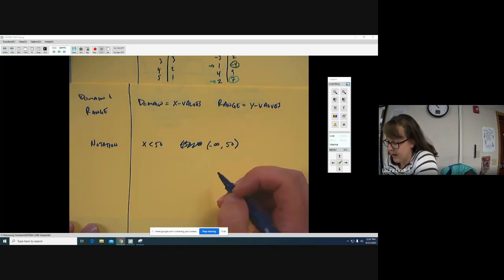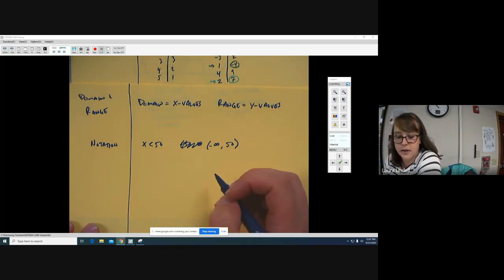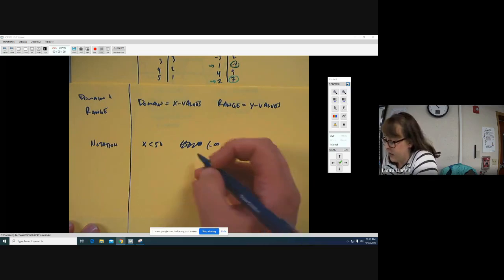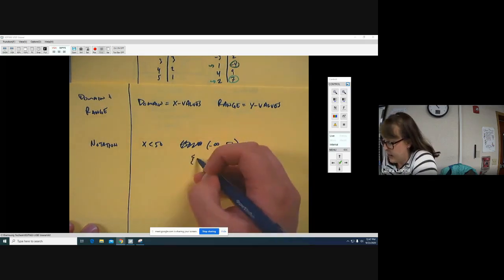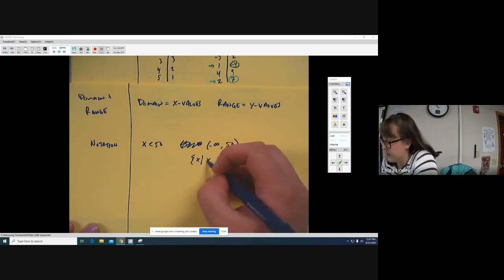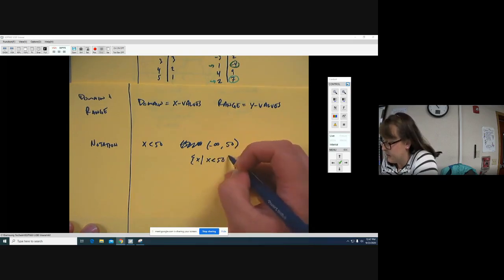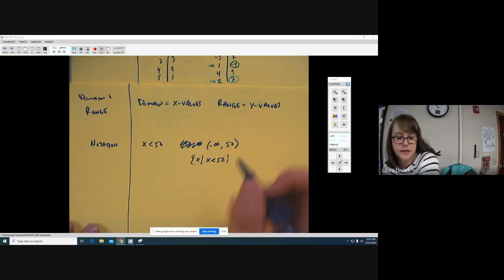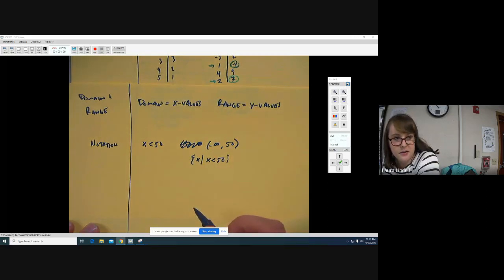Another way that I could write this is in something called set notation. And set notation looks like X, a line here. This line kind of means such that. X such that X is less than 50. So that's another way that you might see a domain or a range expressed, well, a domain expressed since it's X values.